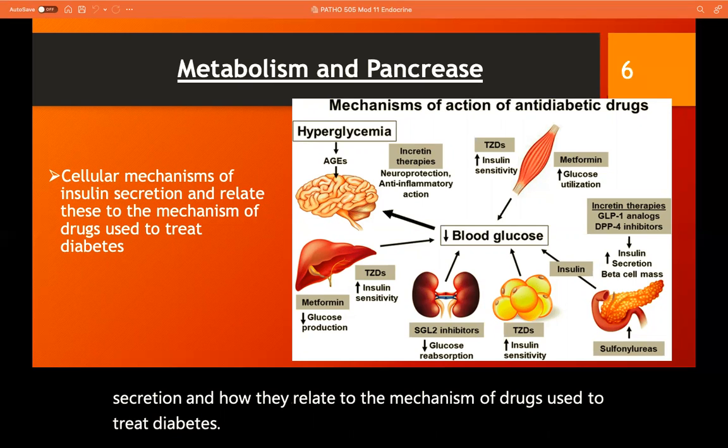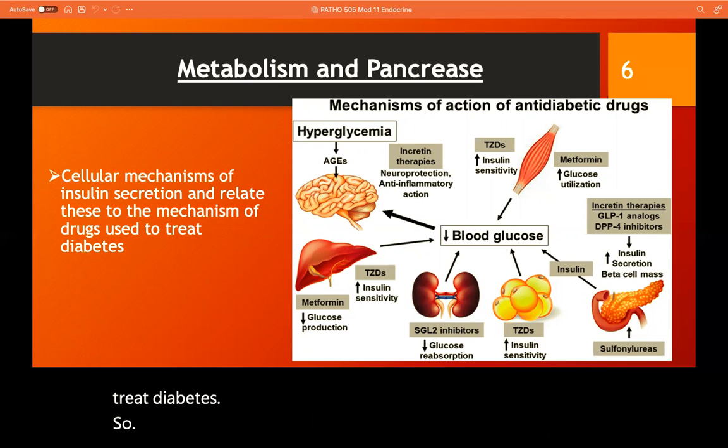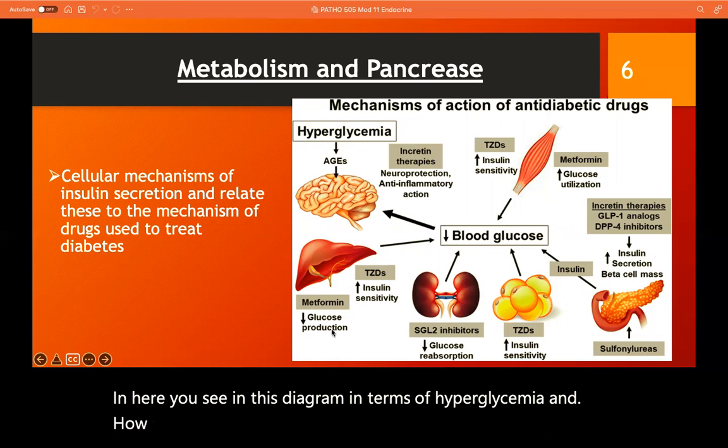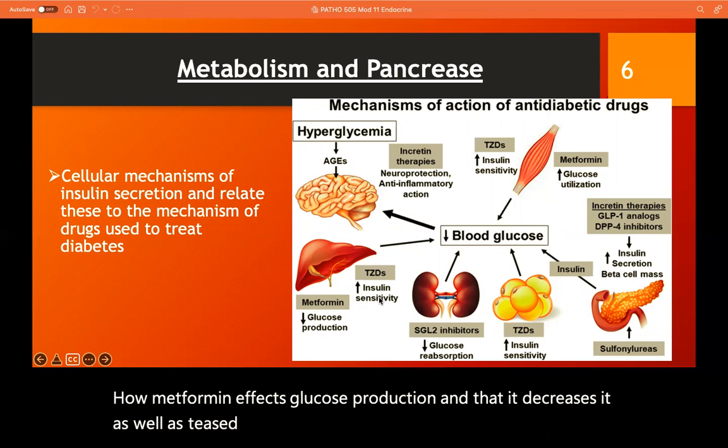So in here, you see in this diagram, in terms of hyperglycemia, how metformin affects glucose production and that it decreases it, as well as TZDs, and it increases insulin sensitivity.